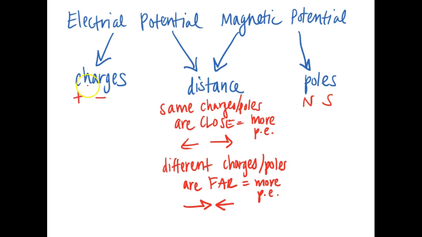And obviously if the charges are really strong, that's going to have more potential energy. And if the material is magnetic material, and sometimes magnets can be stronger than other ones too, so the strength is going to play another role in increasing the amount of potential energy that it has to be able to move or change things.